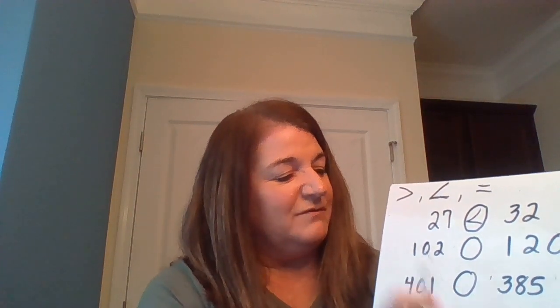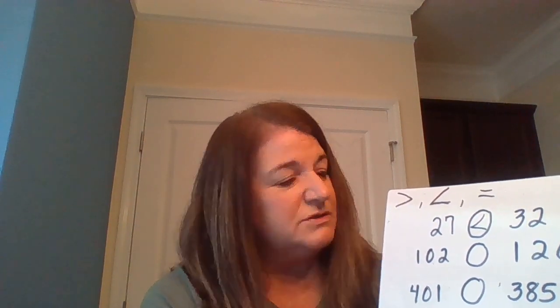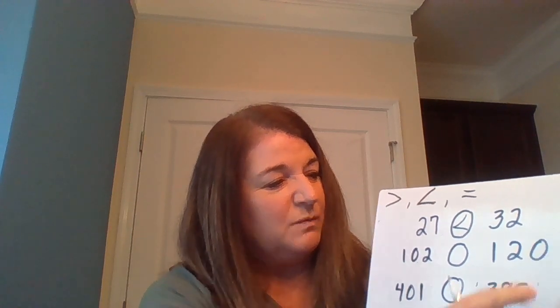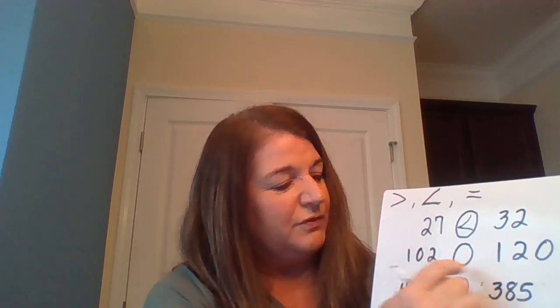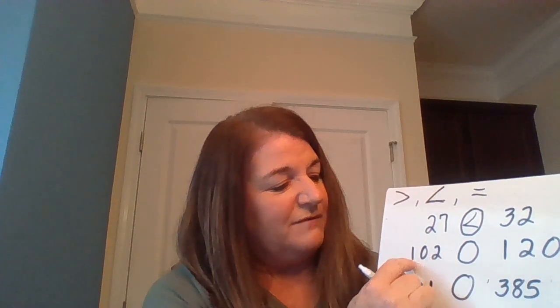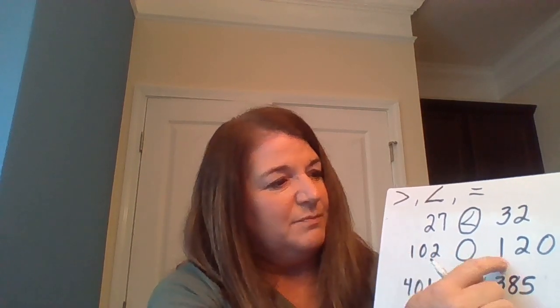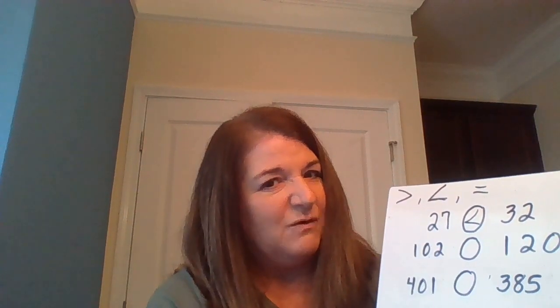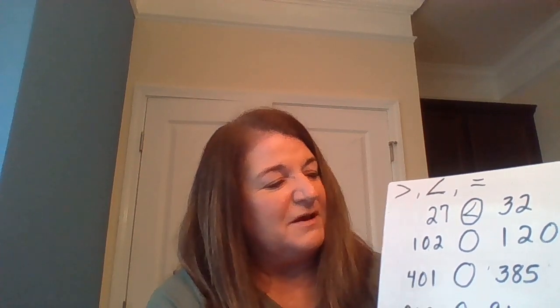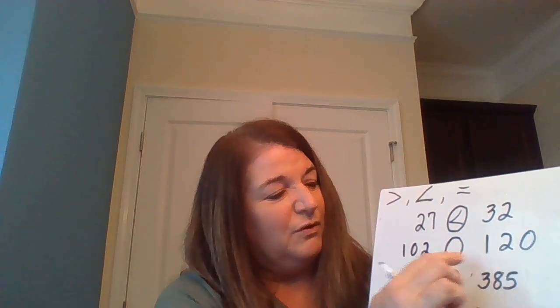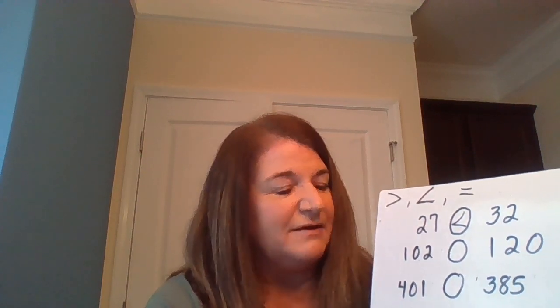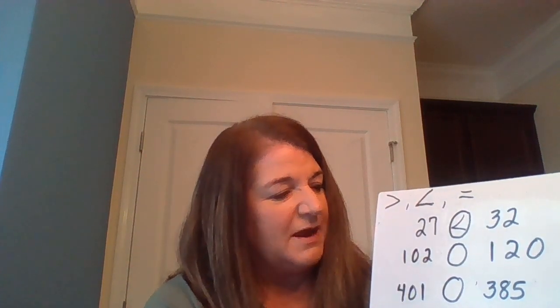All right, we have another one, 102 and 120. Let's look at this one. Let's go place by place. They both have ones, they both have tens, they both have hundreds. Uh-oh, they both have a hundreds place. So now what do we do? We think about this. They both have a value of 100 in the hundreds place. So let's move down a place to the right and see what happens.